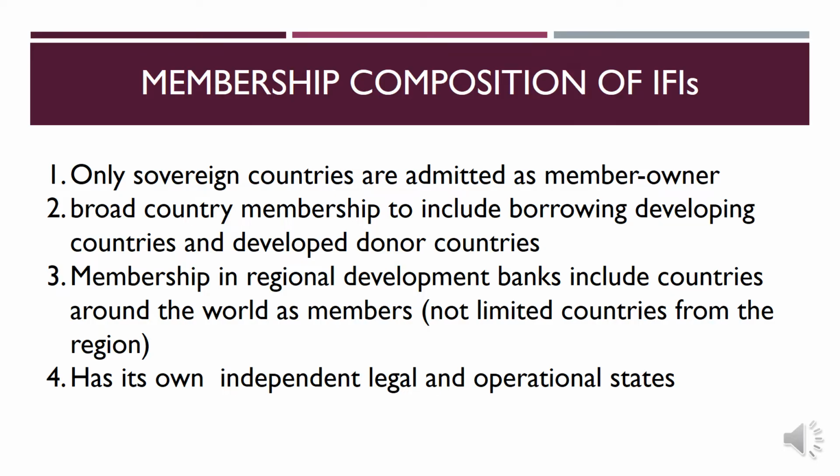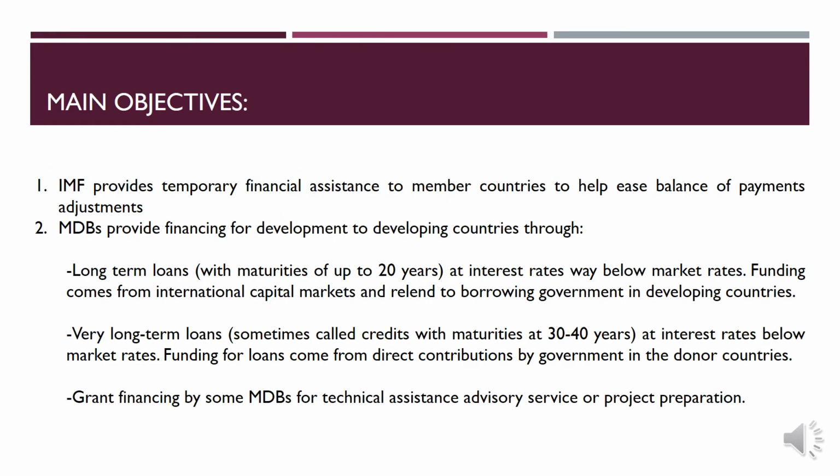Number two, broad country membership to include borrowing, developing countries, and developed donor countries. Number three, membership in regional development banks include countries around the world as members. And the last one, it has its own independent legal and operational state. So, what are the main objectives?